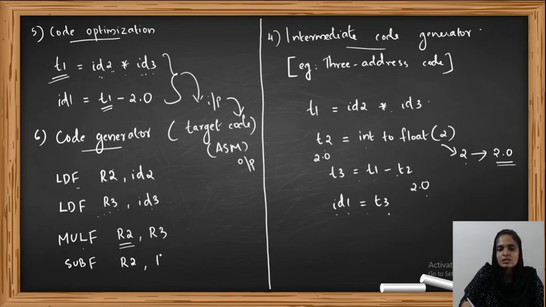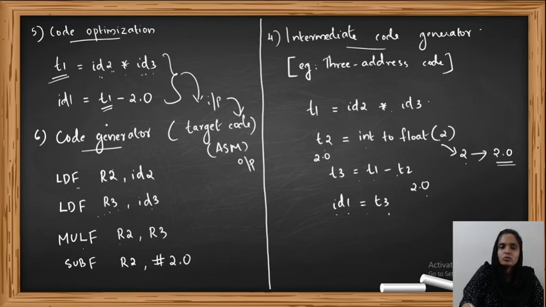2 is a constant, so we denote it as #2.0. This hash just represents that this is a constant value. And remember, you have to write it as 2.0 itself because we are taking it as a float value. Okay. So here we are subtracting 2 from the register R2 and storing that result back in register R2 itself. So our final result is now inside the register R2.